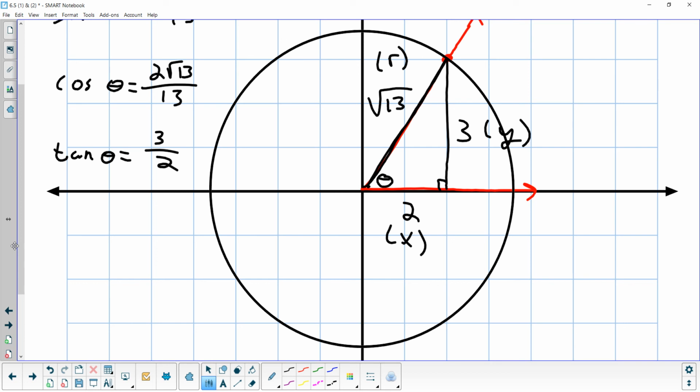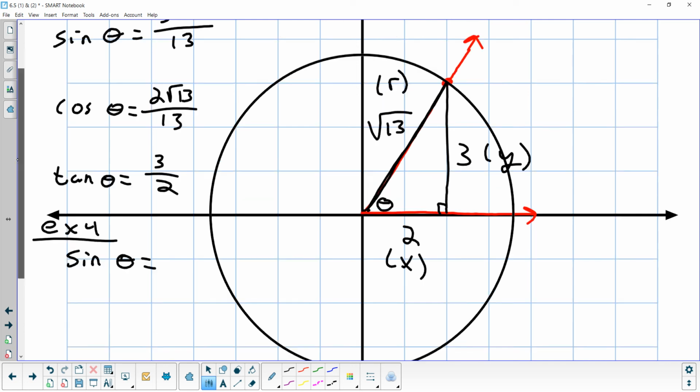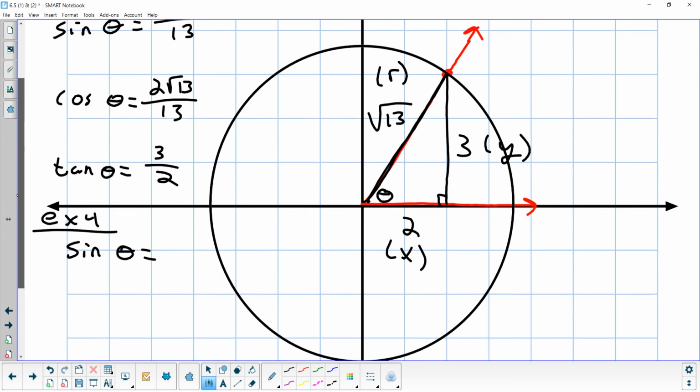So let's find this angle using the sine. You could use the cosine, you could use the tangent. You could use any of them. But sine is usually the easiest one. So I wanted to set up an equation involving sine. And this is now example 4. What would the sine equal? We already had it, yeah. 3 times the square root of 13 over 13.